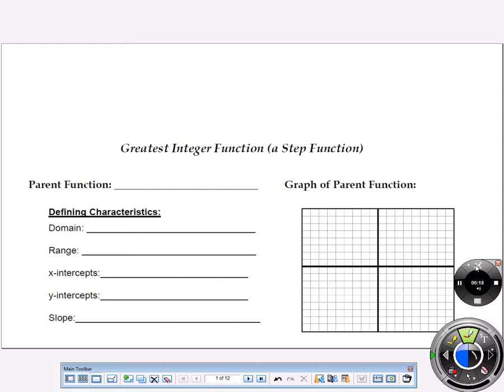The greatest integer function is not on your note guide, so just on the green door right here. So you write the title, greatest integer function. Then you write the equation of the parent function. So the parent function equation is y equals, and then it has these brackets around x. In order to use these properly, we have to have some understanding of what these brackets mean.